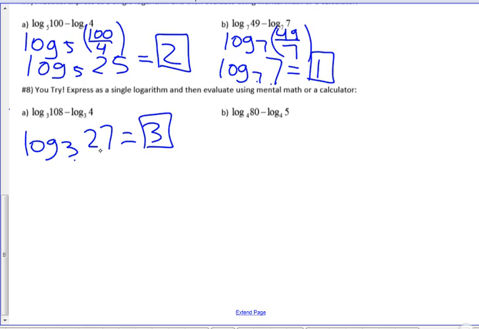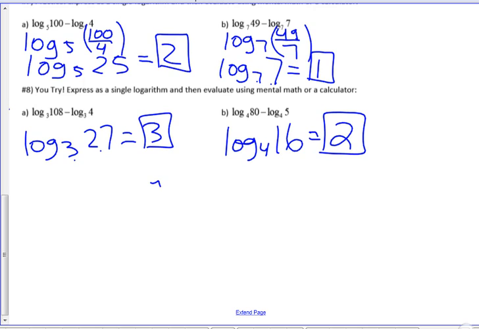All right, part B, 80, we got to divide it by 5 because of the minus sign. So that gave me log base 4 of what? 16, okay. Which is equal to 2. Awesome. Still feel good? Yeah? Yeah, because remember, we got to get the foundation strong, so when we do start building these things together, you'll be okay.